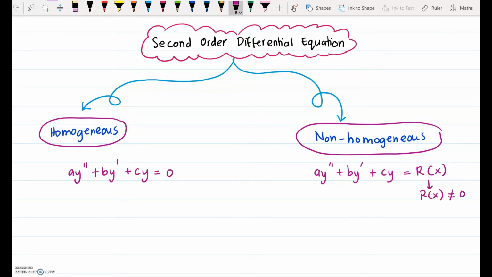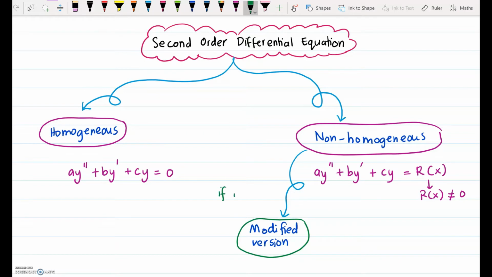For the non-homogeneous second order differential equation, we have another case where we need to use the modified version. We need to use this modified version if your yp equals your r(x). Later on, we will see in the next video how to use the modified version.